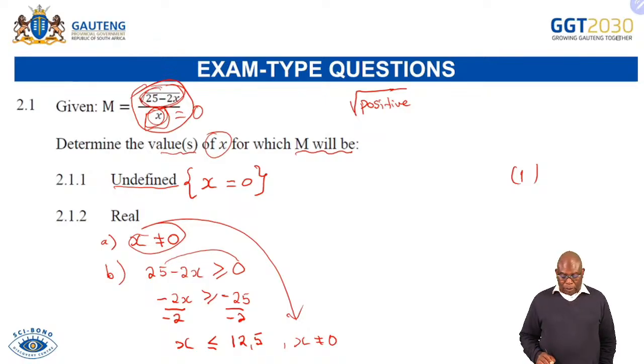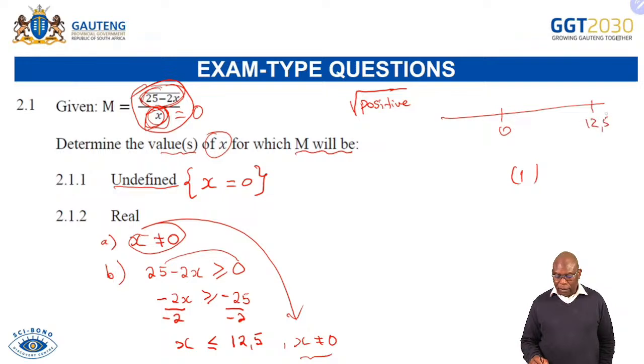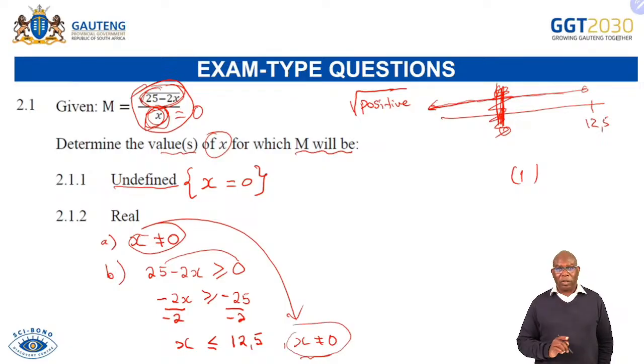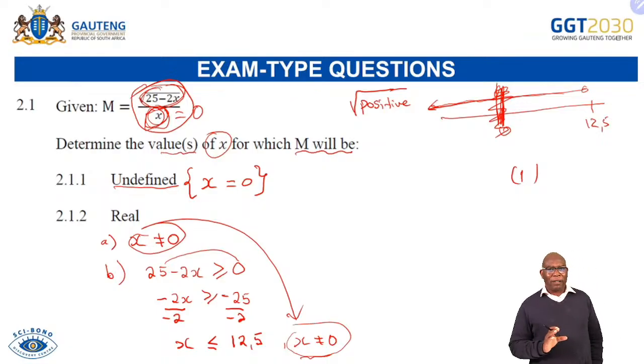Because if x is 0, we get 25 on top, and the square root of 25 is 5, it's fine. But if x is 0 there, we get undefined. So we must include that restriction. If I draw my number line here, my 12,5 might be here. If I just say x is less than 12,5, I'm including the 0 here, and I don't need that. So it should be x is less than or equal to 12,5, but x is not equal to 0. It's very, very important that you understand.